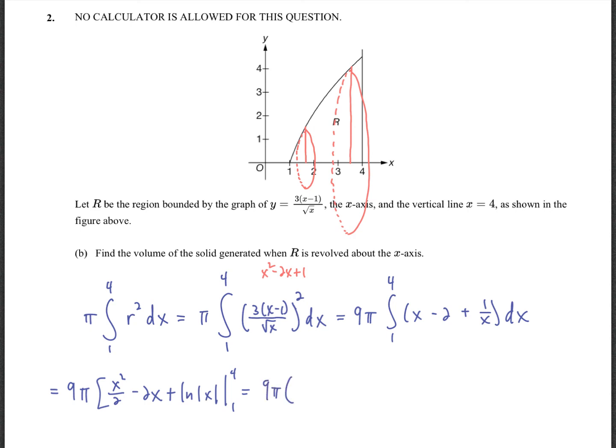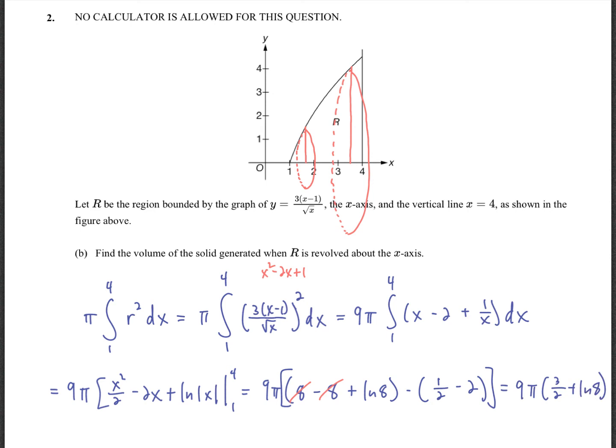Okay, so 9 pi. Okay, plug in 4. So 4 squared is 16 over 2 is 8. And then negative 2 times 4 is negative 8 minus 8. And then plus, so you get ln 8. Minus, and let's plug in 1. So you get a 1/2 minus 2. And then technically this will be plus ln 1, but ln 1 is 0, so we don't need that. Okay, and then we'll simplify this. So these 8's cancel, and then this is really just a minus negative 3/2, which is plus 3/2. So we could write this as 9 pi times 3/2 plus ln 8.